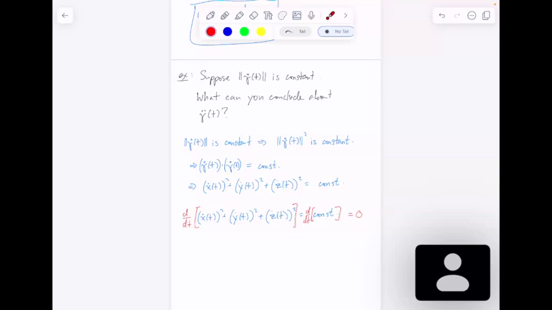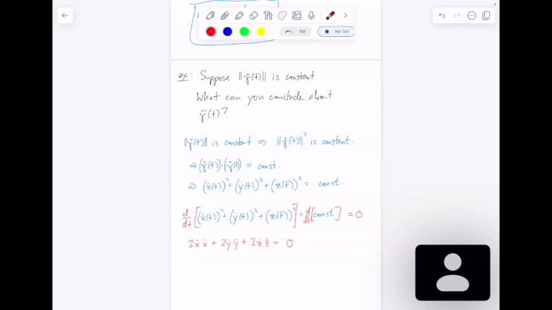There's x double dot, but remember there's a square already in this first term, so I can't just immediately write x double dot. I have to do the chain rule. So what does the chain rule get me? This gets me 2 x dot x double dot, plus 2 y dot y double dot, plus 2 z dot z double dot, is equal to 0. Now, is there a nice way of writing this, maybe in a vector formula?